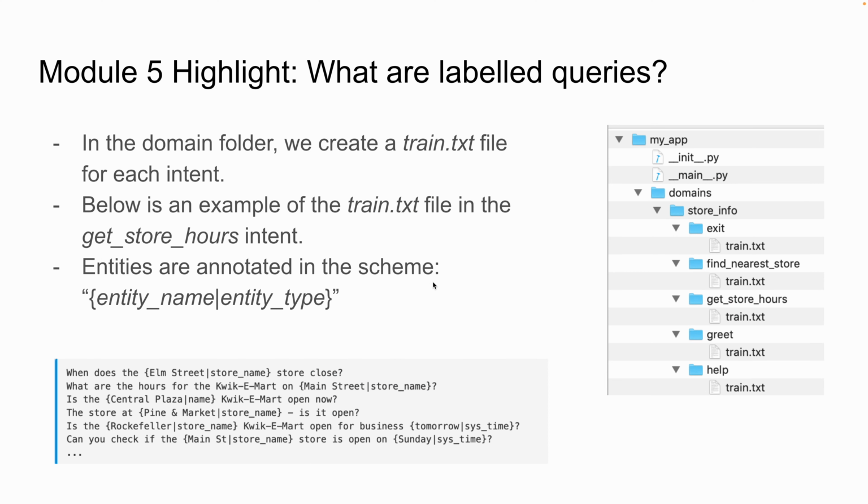In Module 5, we talked about what the labeled queries are. You can see on the right that we can store them in these train.txt files, which are stored each inside of an intent folder. Here we have a single domain, store info, that has 5 intents, and each intent contains this train.txt file. These files contain the example queries that the MindMeld domain and intent classifiers and entity recognizer train on. Here we specify, with the particular syntax, the entity name and the entity type.